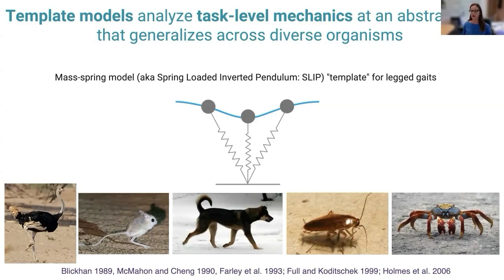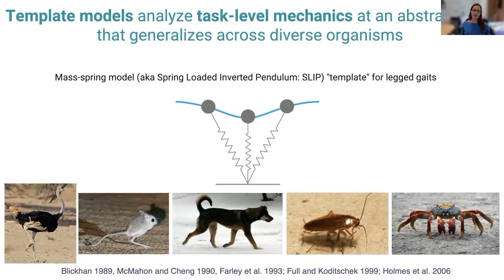So this model can simulate a reasonable approximation of the magnitude and the timing of ground reaction forces for animals as diverse as hopping kangaroo rats or hopping wallabies, ostriches and other running birds, humans, quadrupeds, six-legged animals like cockroaches, and even eight-legged animals like crabs who are moving sideways.